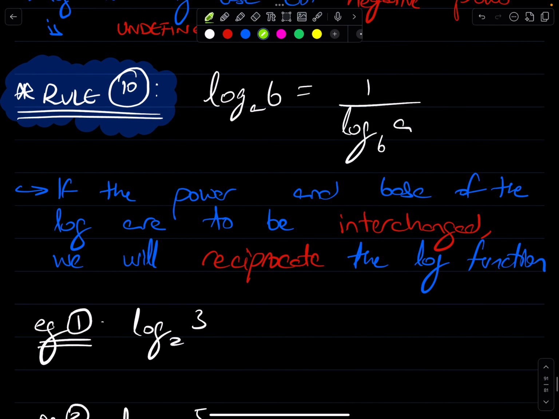Then we have rule number 10. If to solve an equation which you will encounter and you will have to apply this rule, and we feel the need that, let's say, A should be in place of B, and we want to interchange the base and the power, then we'll have to reciprocate the log function. That is, the denominator becomes the numerator and the numerator becomes the denominator.